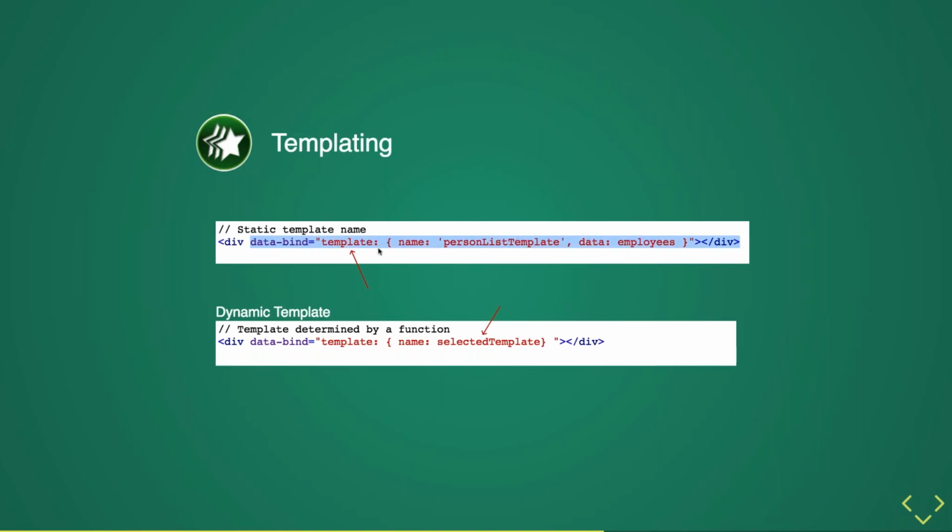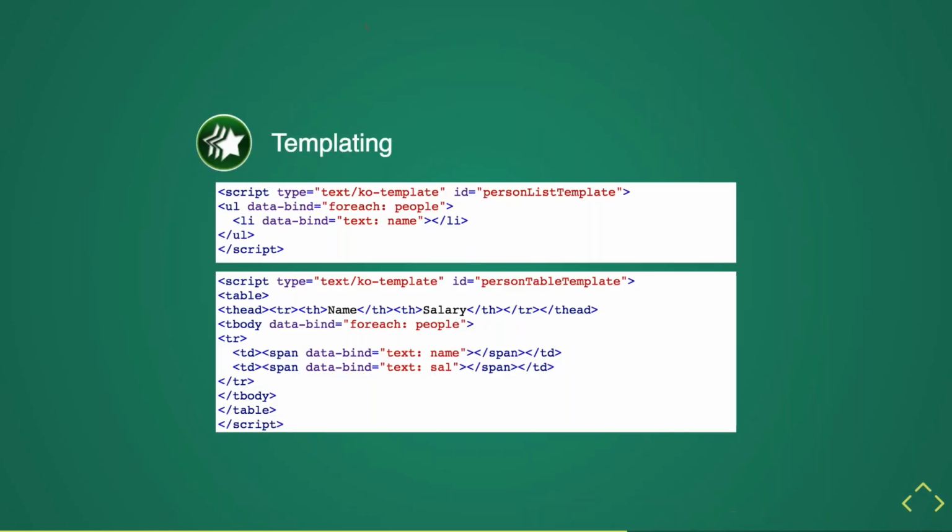So we're specifying here the template. We do a data bind with the template, and we give that template a name, person list template, and we can pass some data to that. And then this template, we could also make it a function, so we can find different templates. So let me give you an example of a template. The template could be a list. We can specify with a special script tag, we can inject a template into the page. This is the name of the template.